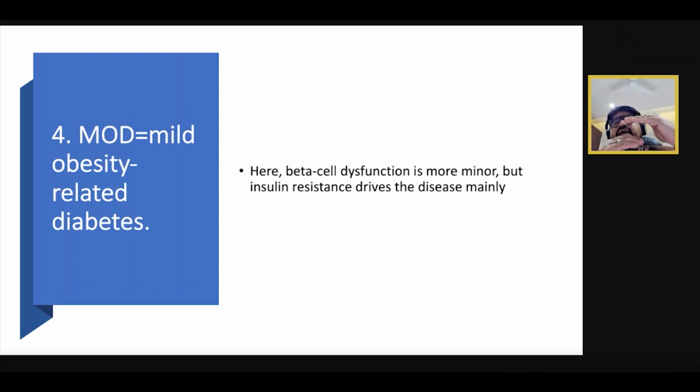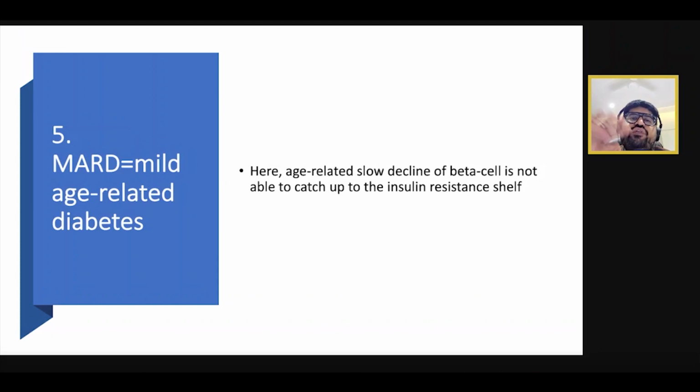But if the patient maintains at this level, the patient develops what is known as mild obesity related diabetes, right? And then you have the fifth category, which is mild age related diabetes, where with advancing age, you have slightly increased insulin resistance in everybody, and you have slightly reduced beta cell function in everybody. So this is basically an age related issue, where again the diabetes is generally mild. Just giving 1 or 2 oral medicines, you are able to do it. In fact, a lot of the patients you can control with dietary modifications itself.